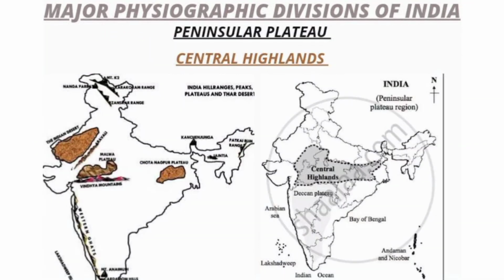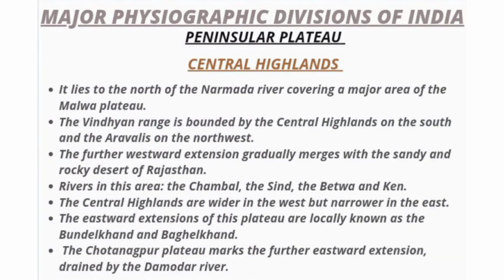Central Highlands. It lies to the north of Narmada River, covering a major area of Malwa Plateau. The Vindhya Range bounds the Central Highlands on the south and Aravallis in the northwest. The further westward extension gradually merges with the sandy and rocky deserts of Rajasthan. Rivers in this area are the Chambal, the Sindh, Betwa, and Ken.